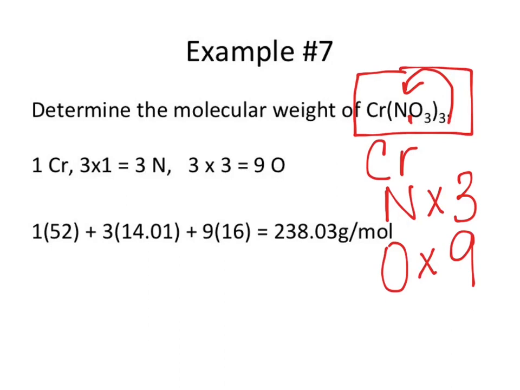Once we figure out how many atoms of each one we have, we go and find their mass. Cr's mass is 52. We multiply that by 1. Nitrogen's mass is 14.01. We multiply that by 3. And oxygen is 16, and we multiply that by 9. And then we add them all together, and we get the molar mass of Cr(NO3)3. Okay? So you must remember to distribute it out.